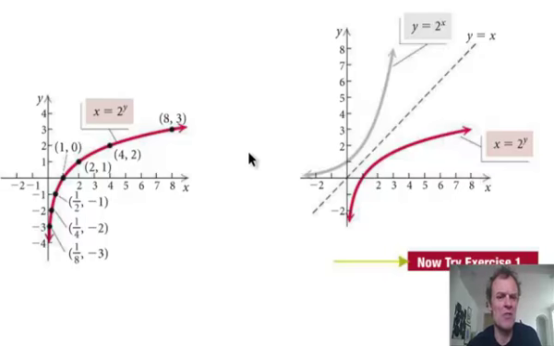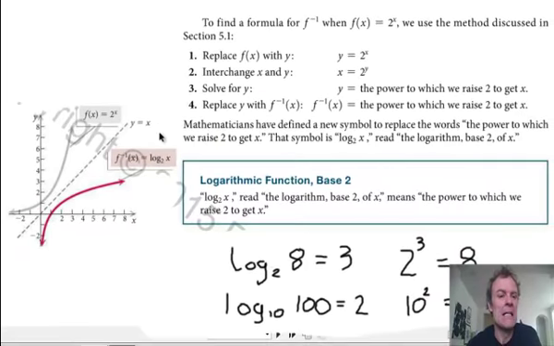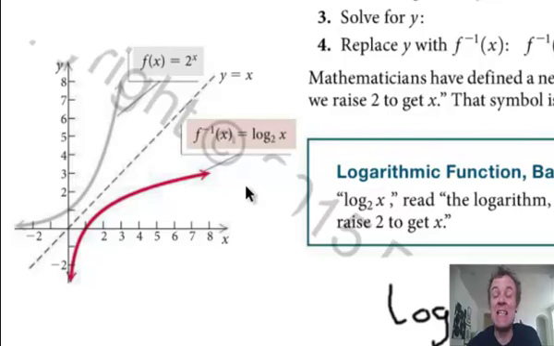A few other points to just notice. Now notice the inverse crosses at (1, 0), where the original exponential always crosses at (0, 1). Remember, anything to the power 0 is 1. So again, it's just showing the reflection across the y equals x line. Let's keep going. Now what the inverse actually is, is logs. So the inverse of the exponential is the logarithmic function.